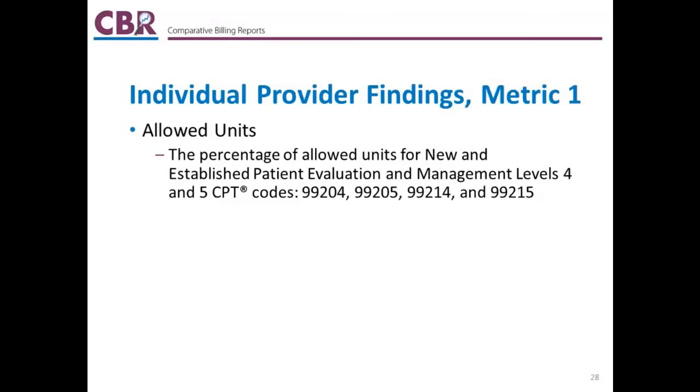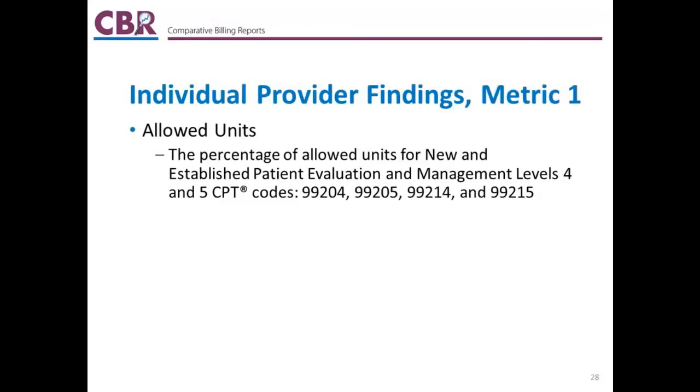The phrase allowed units in the context of this metric refers to the units assigned to an E&M encounter on a date of service. On a claim form, the number of units assigned to an E&M visit will be 1, used to signify that only one E&M encounter was performed. So for this reason, the CBR team does use the term allowed for the unit, and in this case, that unit equals 1.